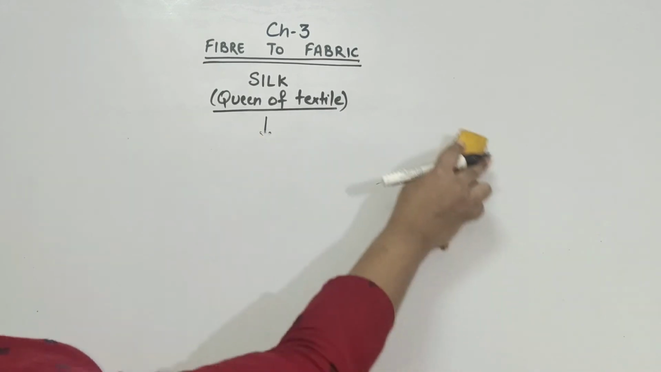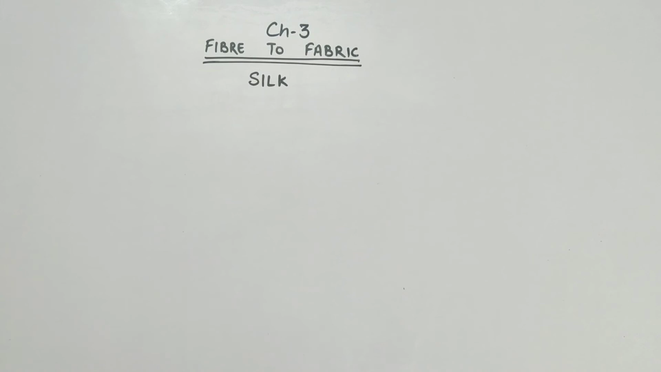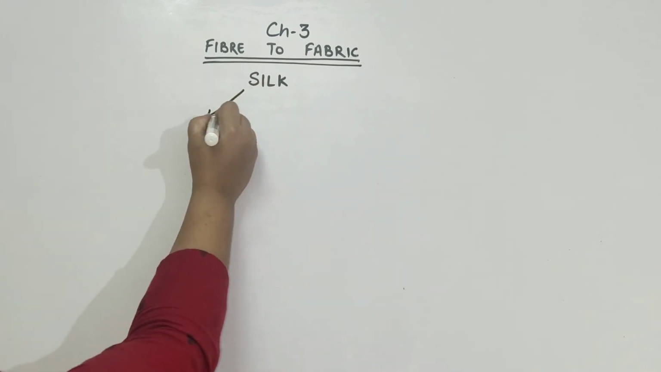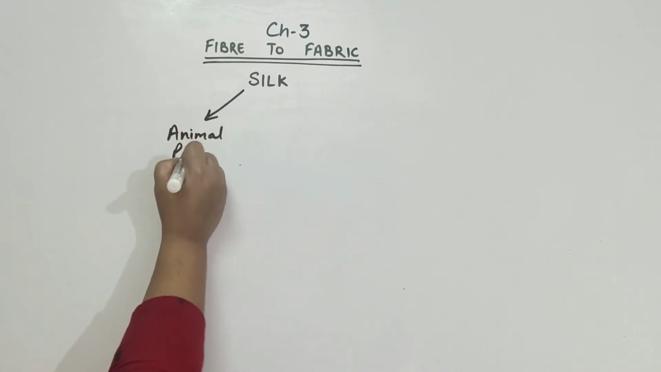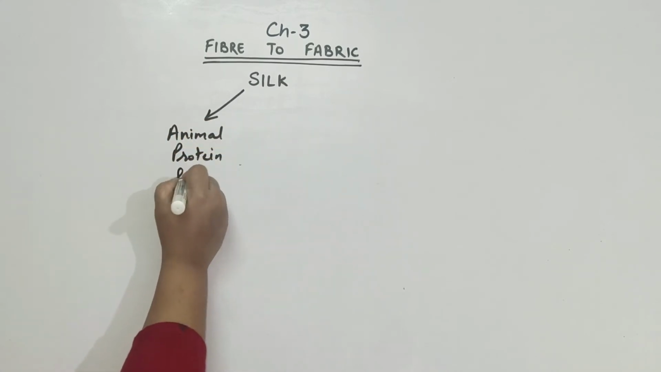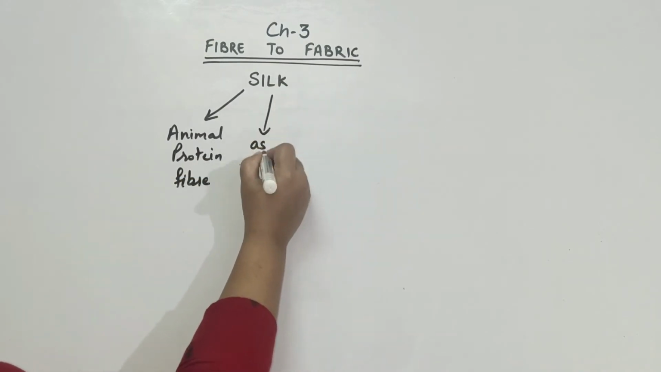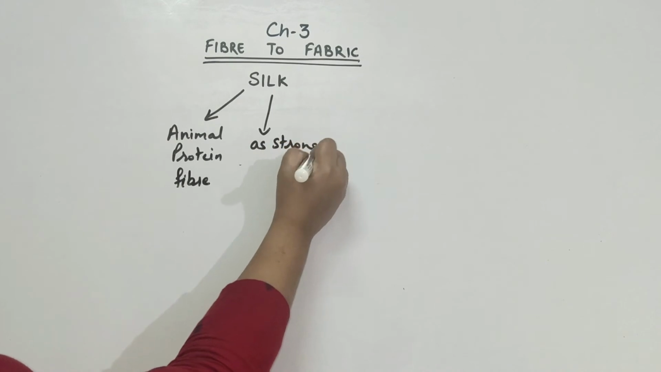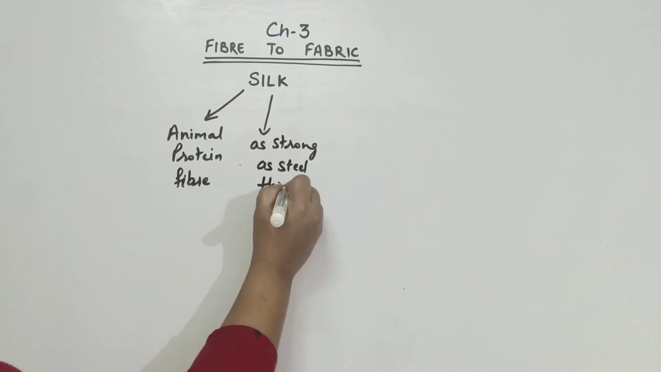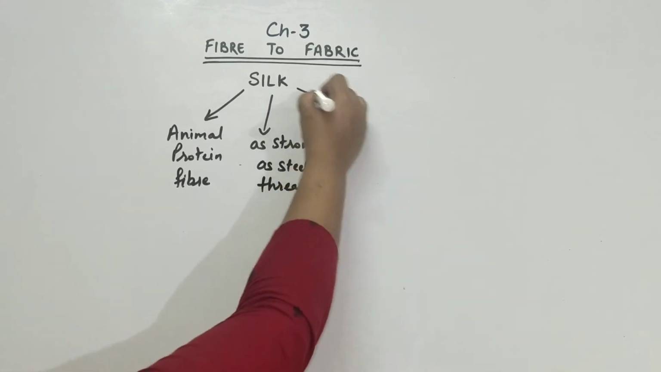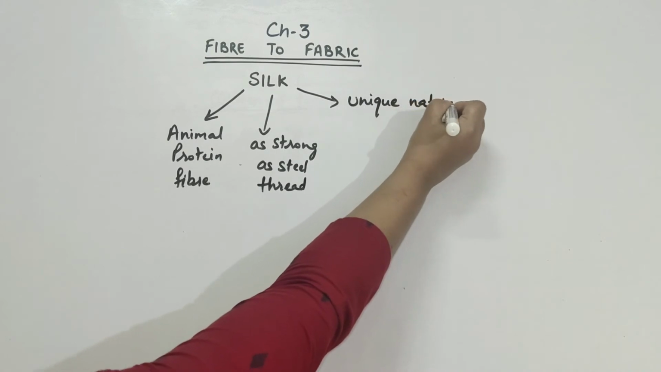Now, let's discuss some properties of silk. Silk is a naturally occurring animal protein fiber. It is as strong as steel threads, and it has a unique natural shine.